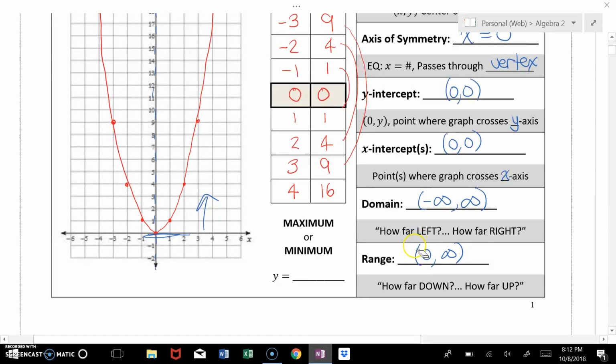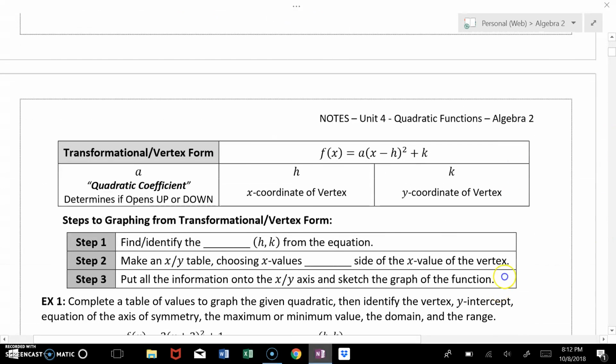Now, this value is on the graph, so it has to be a bracket. It's also asking, is this a maximum or a minimum? Well, since it's down here, this is a minimum value. We're looking for that y value, which is going to be 0. Okay, and then a couple more things.